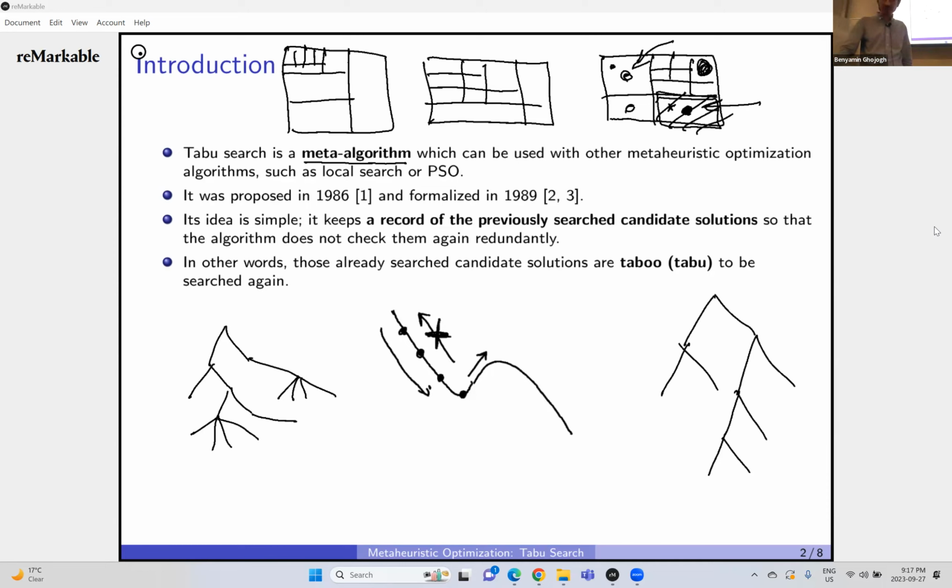I think we don't have much time to go into tabu search this time, but it's a meta algorithm. Its main idea is that whenever I see some region like this, I don't want to repeat it. I have already seen it, so why would I go and do a redundant search? So I put them in a list. I call it the taboo list, because those are taboo and I don't want to go to them again. As you see, for finding these candidate solutions you can use any meta-heuristic algorithm, such as PSO or a genetic algorithm. So it's a meta algorithm.